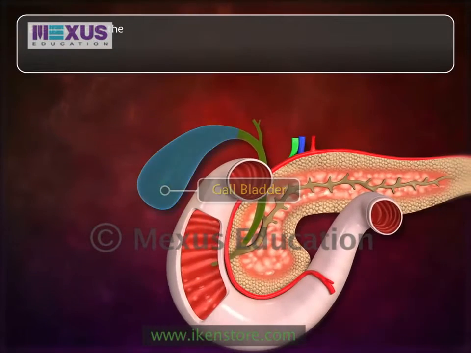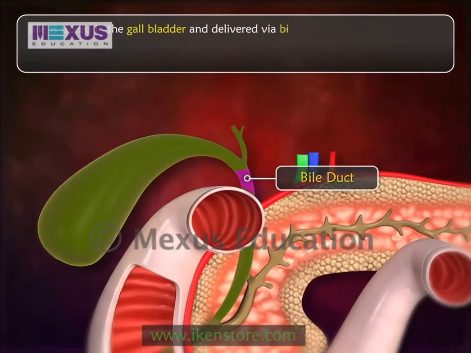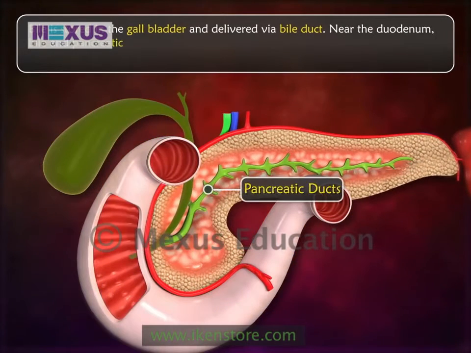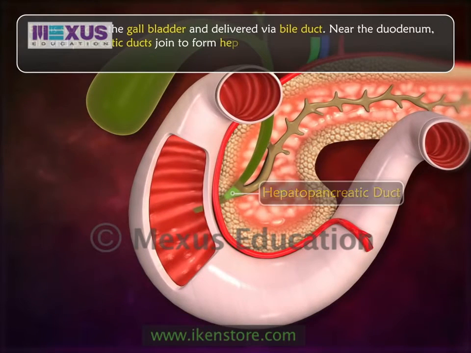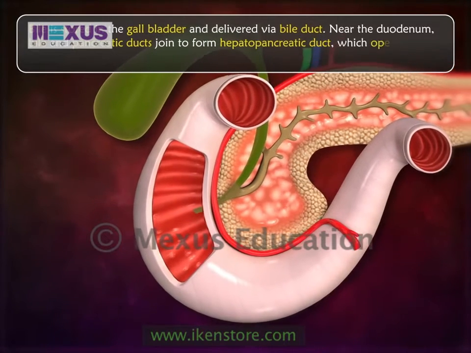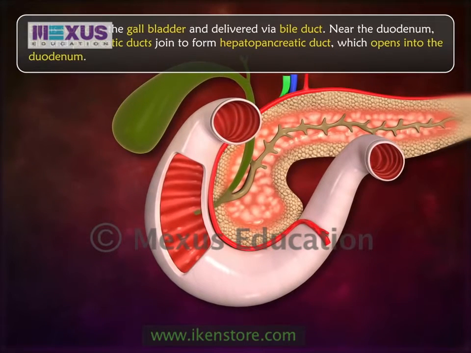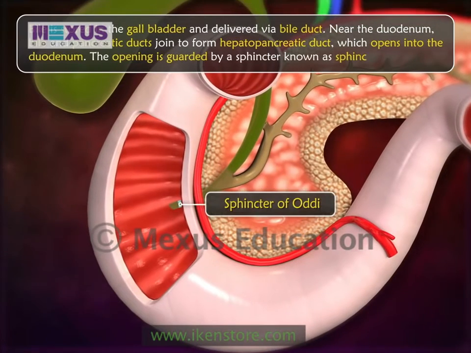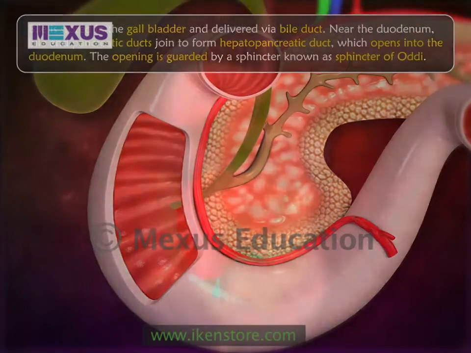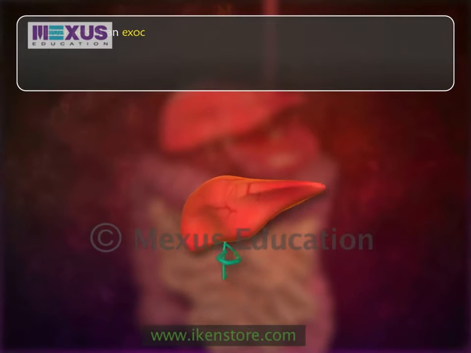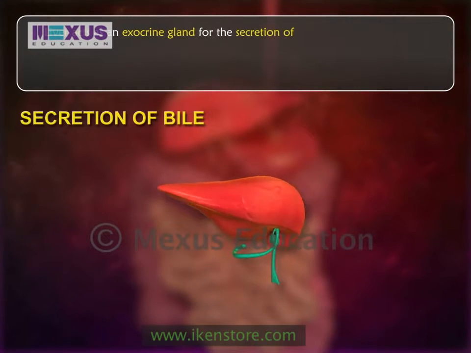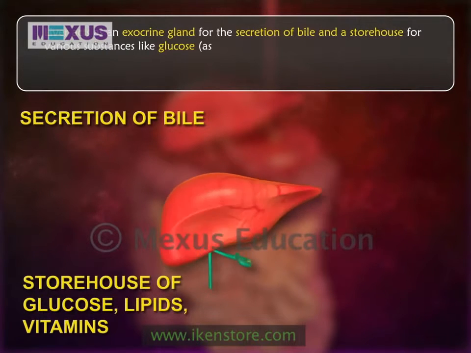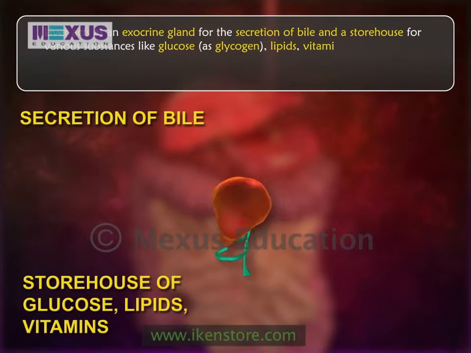Bile is stored in the gallbladder and delivered via bile duct. Near the duodenum, bile and pancreatic ducts join to form hepatopancreatic duct, which opens into the duodenum. The opening is guarded by a sphincter known as sphincter of Oddi. Liver acts as an exocrine gland for the secretion of bile and a storehouse for various substances like glucose as glycogen, lipids, vitamins and iron.